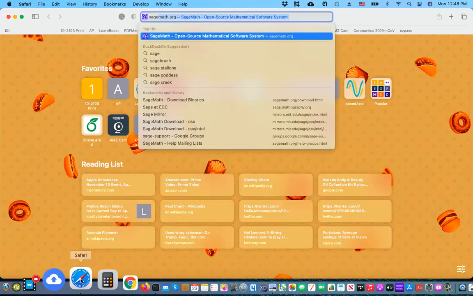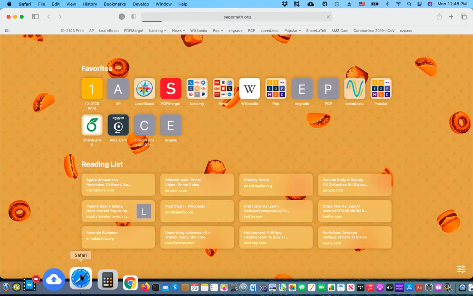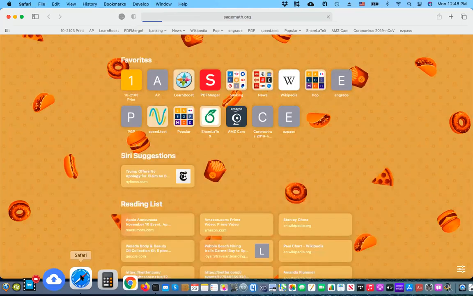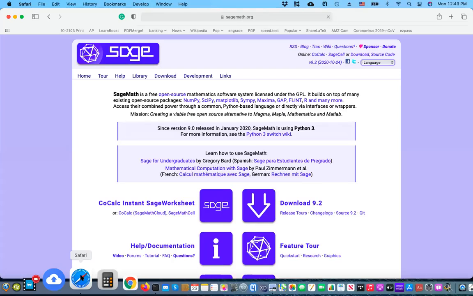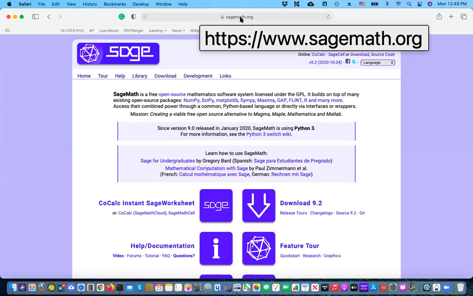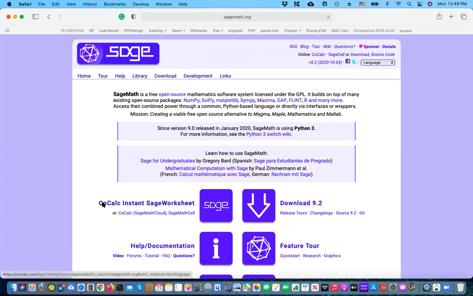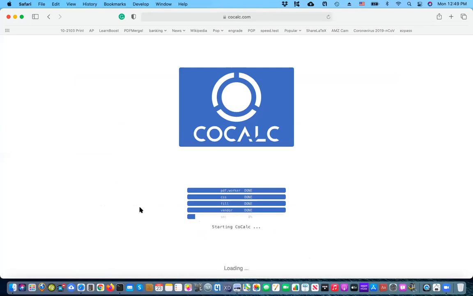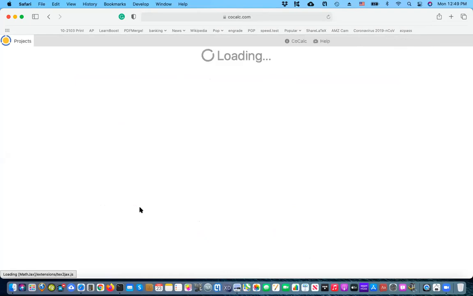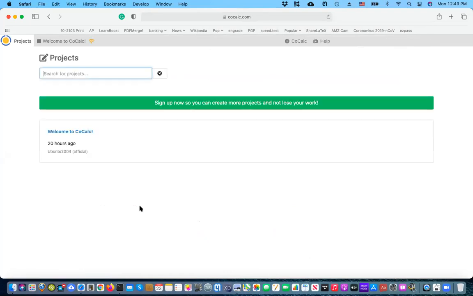All right. Now, I'm going to go to sagemath.org. And for those students that can't use a terminal application, I want to point out what I did. I went to sagemath.org. That's the URL right there. If you click on the CoCalc, this is CoCalc over here. CoCalc will launch. Of course, you might have to register an account to use this. All right. Welcome to CoCalc.